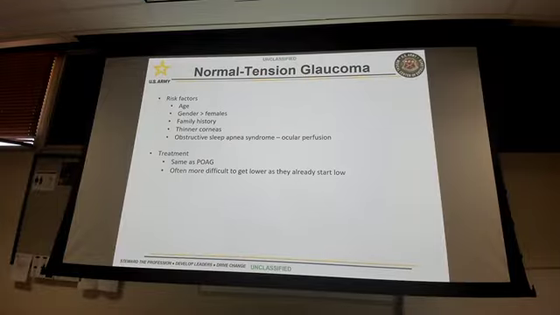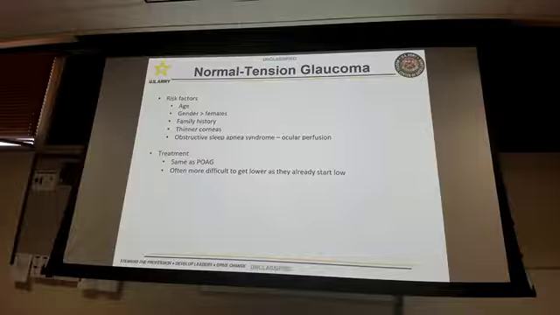All right, so risk factors: age, females, family history of it, thinner corneas, and maybe obstructive sleep apnea syndrome. That relation is not fully understood, but it is believed that OSA may induce transient hypoxemia and increase vascular resistance, resulting in damage of the optic nerve, leading to glaucomatous nerve damage.